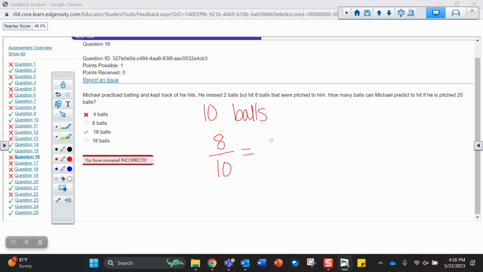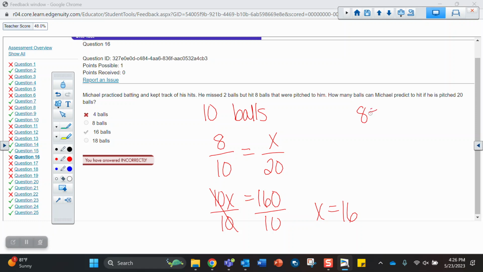So we want to know how many will he hit out of 20. So 10x equals 160. Divide both sides by 10. Again, this is just basic proportion solving. We get x equals 16. Also 8 out of 10, if you do 8 divided by 10 in a calculator, you get 0.8. And if we take 0.8, again, I'm just showing you a second way to solve this, times 20, you will get 16.